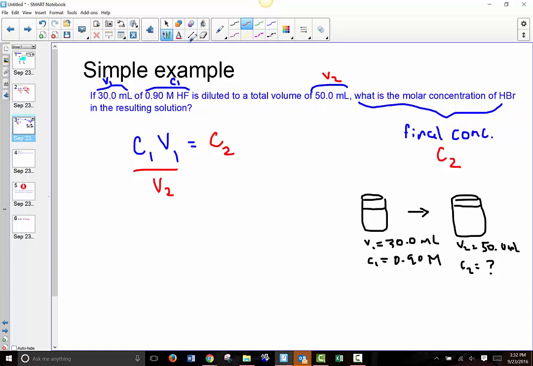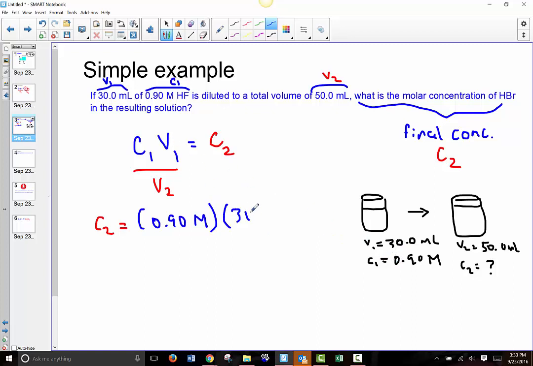All right, let's go ahead and solve this now. So I'm going to enter in my values. I'm looking for C2 here. Okay, it's equal to C1, which we said was 0.9 moles per liter. Keep your units in your calculations always. Multiplied by V1, which is 30 mL.